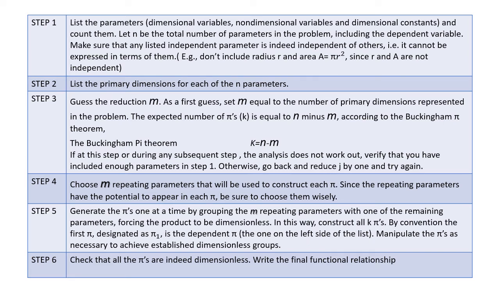For example, don't include radius r and area A, where A is equal to pi r squared, since r and A are not independent. Okay, that is step 1. Step 2 is to list the primary dimensions for each of the n parameters.